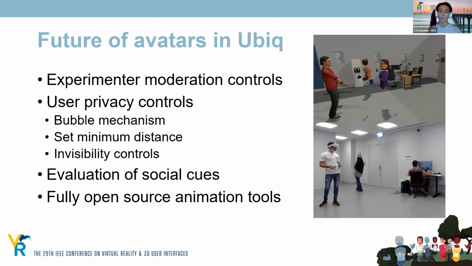And finally, having avatars such as Rocketbox avatars will be a solution for us to have more expressive avatars and to work on the evaluation of social cues. And to finish with, we would like to see more open source toolkits implemented in Ubiq to have a fully open source solution for both experimenters and also our students.